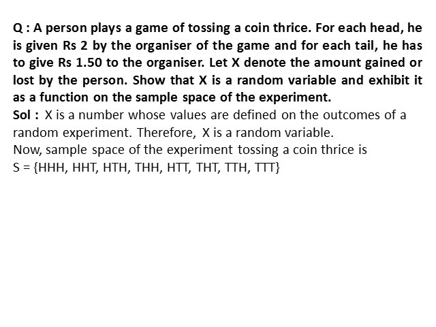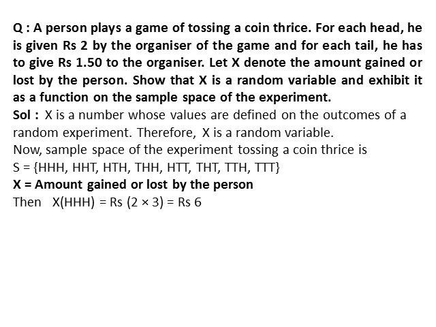Now, the sample space of the experiment of tossing a coin thrice is a set S containing 8 possible outcomes as shown. X equals the amount gained or lost by the person. For each head, the person gets rupees 2. So for the outcome HHH, he gets rupees 6. So X equals rupees 6.